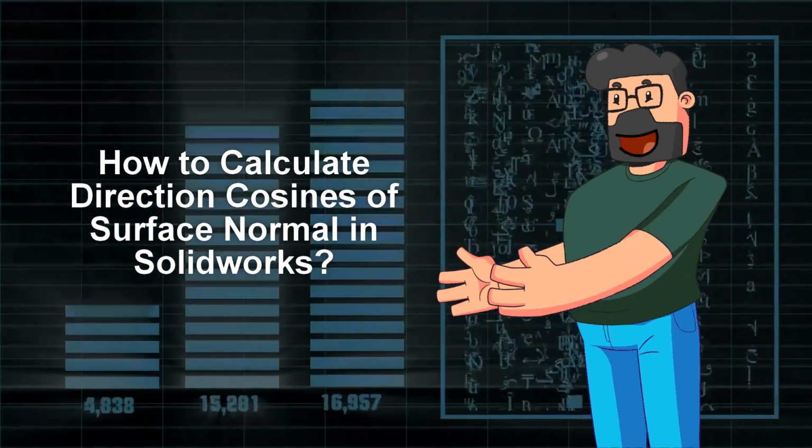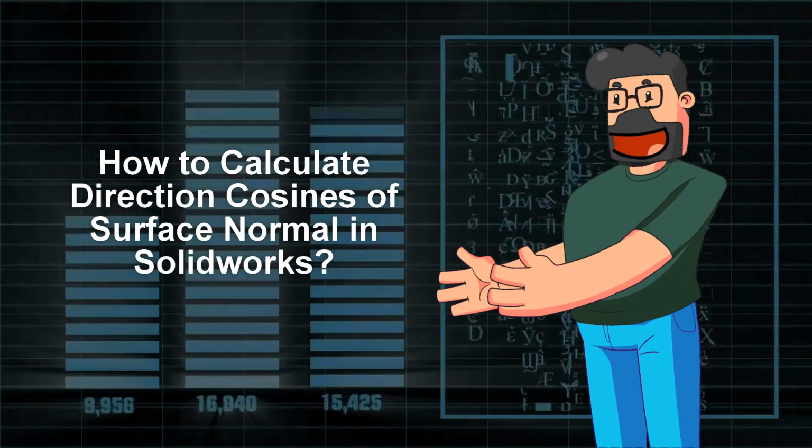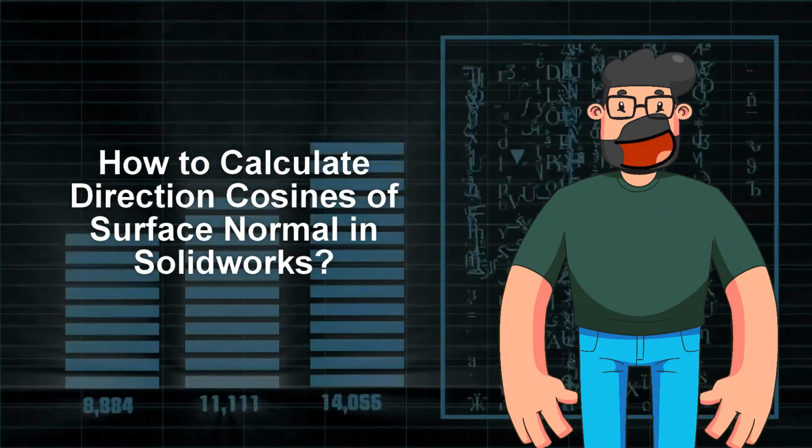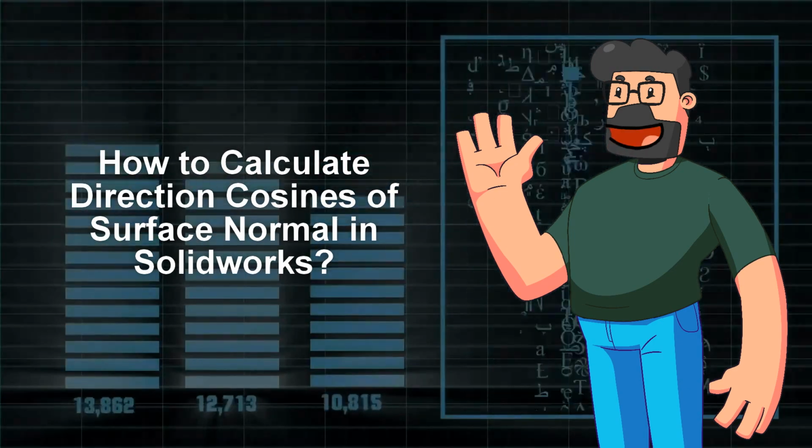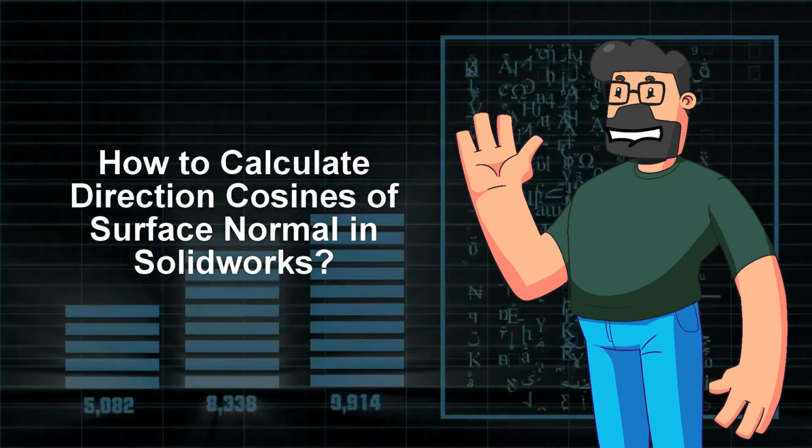Today we're diving into a common problem that many Solidworks users like John may encounter. Picture this. You have a system filled with planes and lines, and you're looking to compare it with other models. The struggle lies in obtaining the directions, or direction cosines of the normals, to various surfaces.